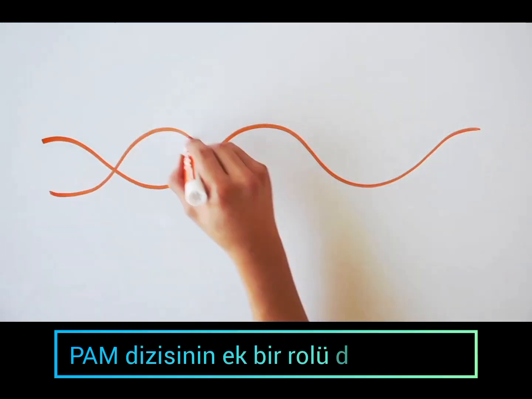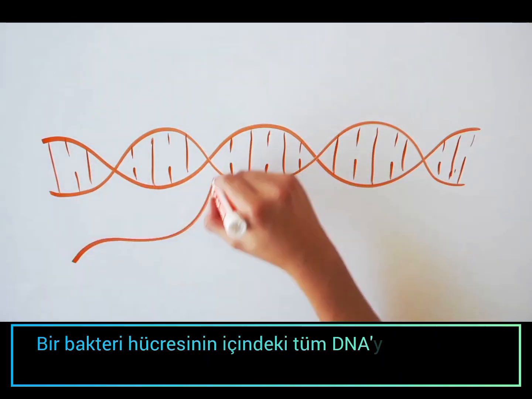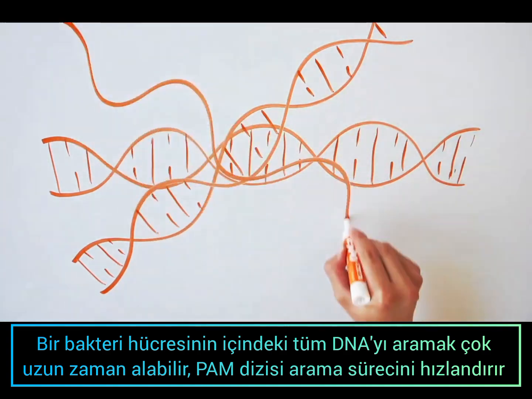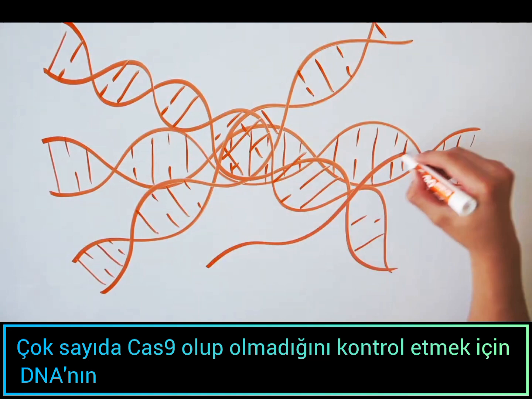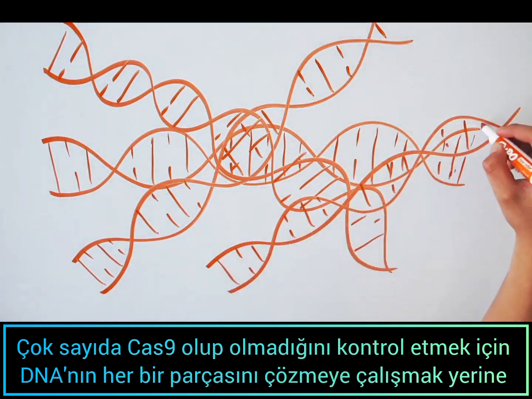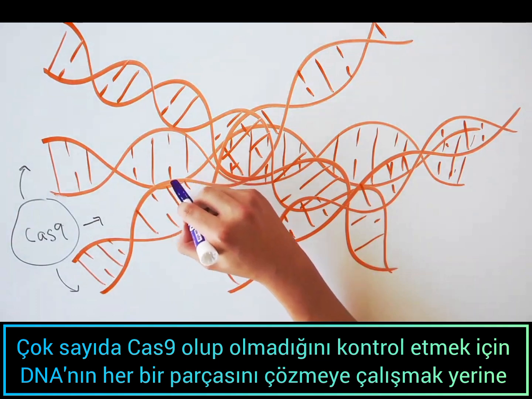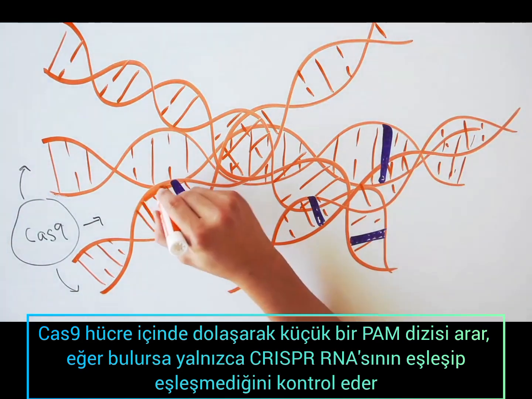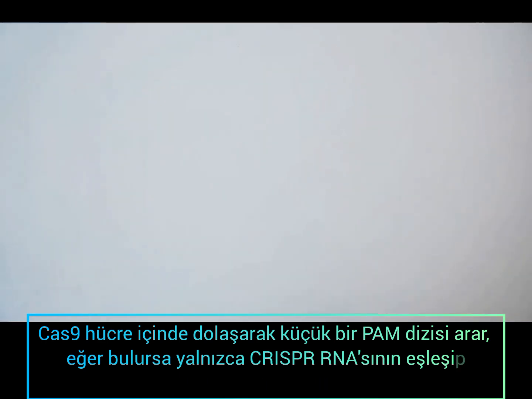The PAM sequence also serves an additional role. Searching through all the DNA inside a bacterial cell can take a very long time, but the PAM sequence accelerates the search process. Instead of trying to unwind every bit of DNA to check for a match, Cas9 bounces around the cell, searching for a tiny PAM sequence. If it finds one, only then does it check to see if the CRISPR RNA matches.